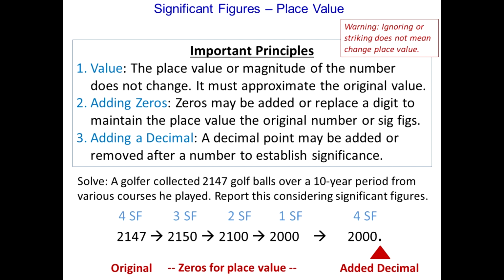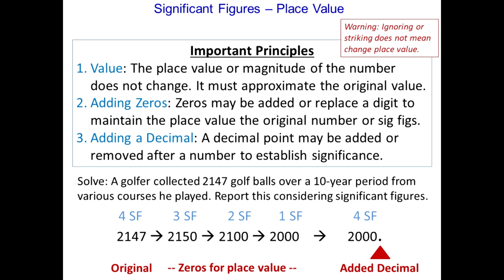So here, let's do an example to show you what we mean by the place value cannot change. When we need to maintain it, we add zeros. If you round and you need that place value, you add zeros, or you add a decimal point. We'll show you in these examples.